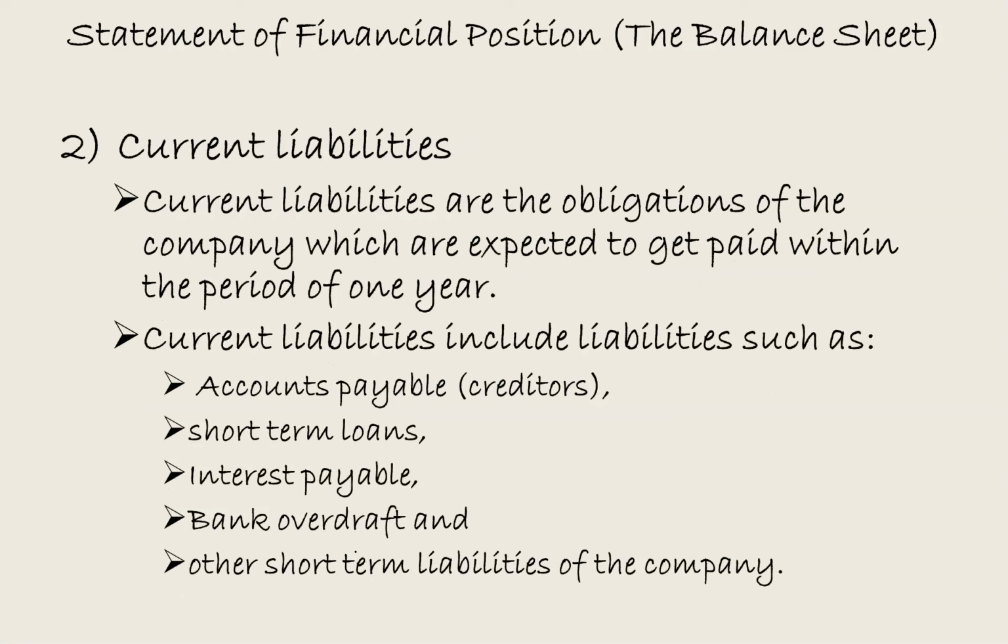2. Current liabilities. These are obligations of the company which are expected to get paid within the period of 1 year. So the difference really is long-term liabilities are going to be paid beyond a year, beyond 12 months, while current liabilities will be paid within the next 12 months. Current liabilities include accounts payable, creditors, short-term loans, interest payable, bank overdrafts. A bank overdraft is effectively a form of short-term loan, and other short-term liabilities of the company.